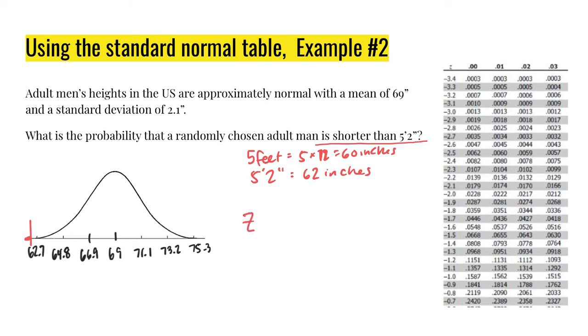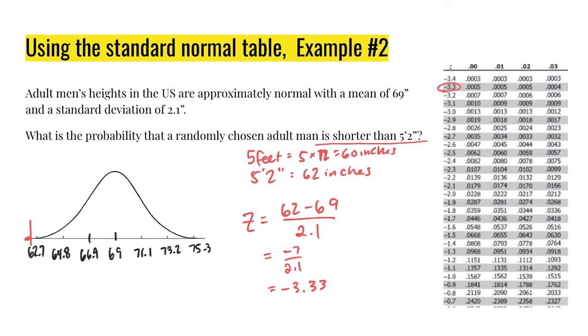Let's figure it out though. Z equals 62 minus 69 in terms of chunks of 2.1. This is where you're going to have to bust out a calculator, but I do get -7 divided by 2.1. Sorry, using my calculator really quick, guys. -7 divided by 2.1, and I get negative 3.33.